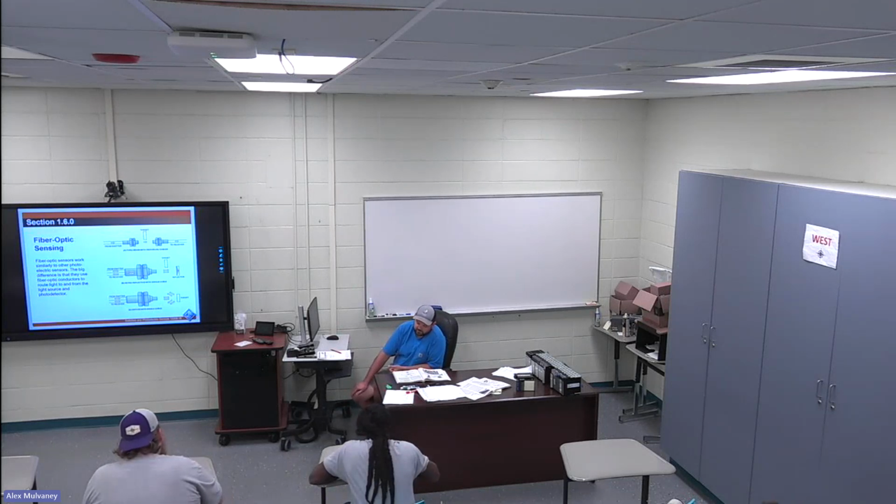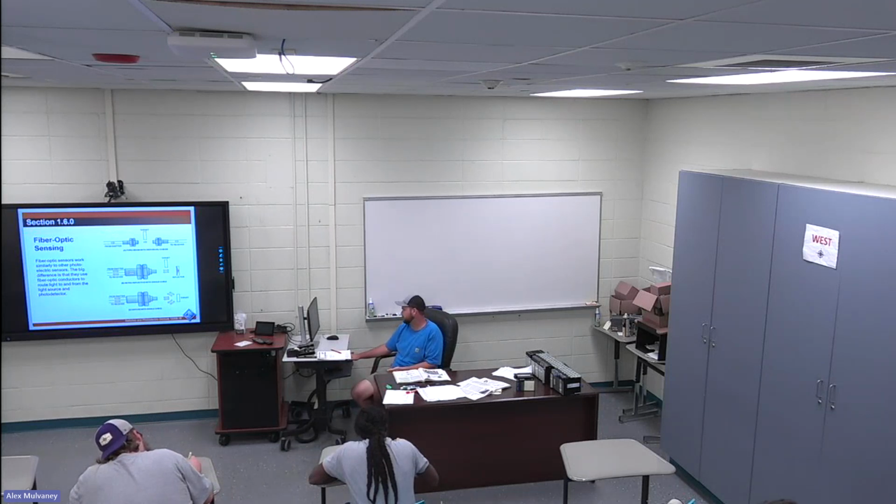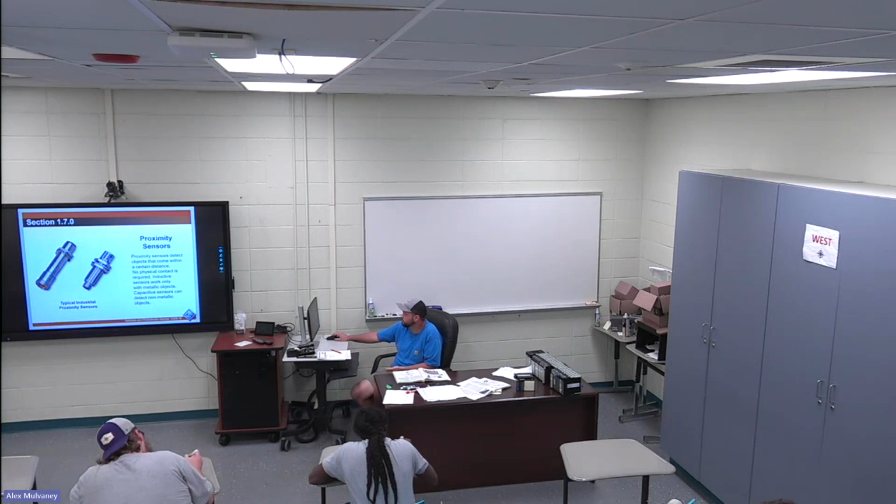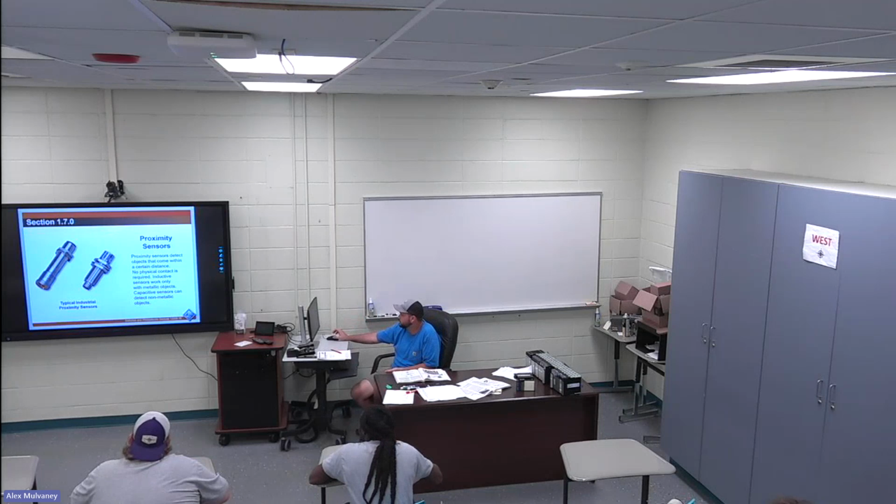170, proximity sensors. First sentence is highlighted. Proximity sensors are used to detect the presence or absence of an object without ever touching it. These are usually what proximity sensors are going to look like. Usually they're going to be 2-pin or 3-pin, depending on what they are. Very, very common piece of equipment, or type of switch.